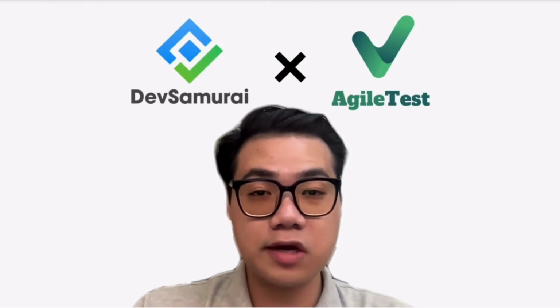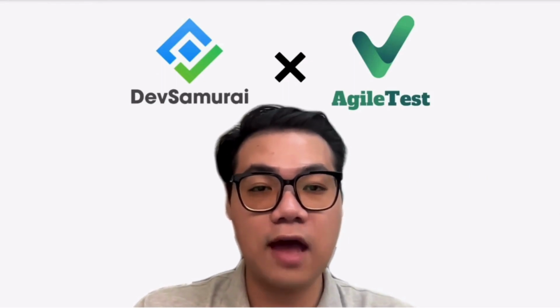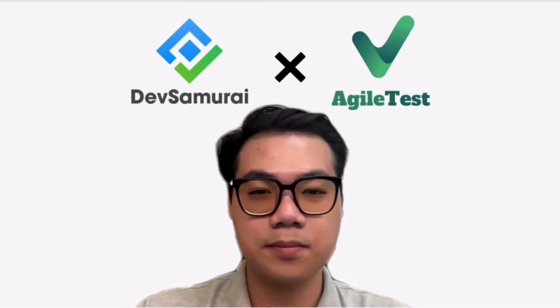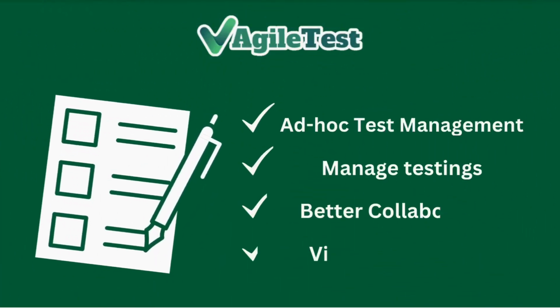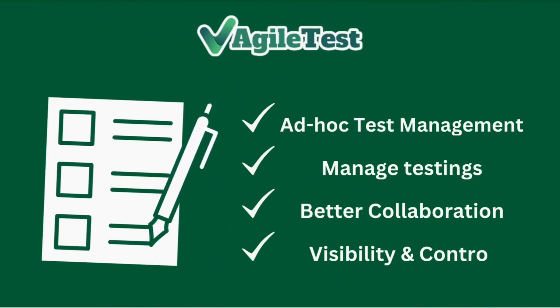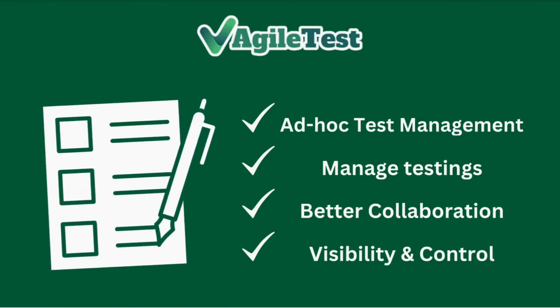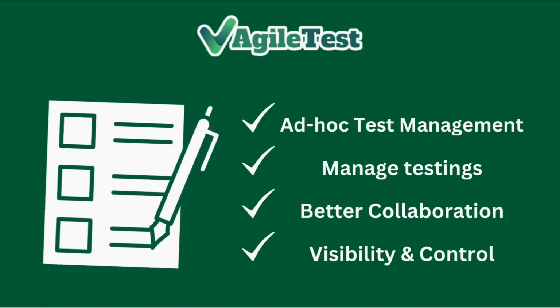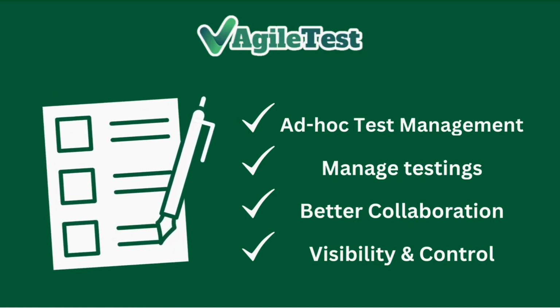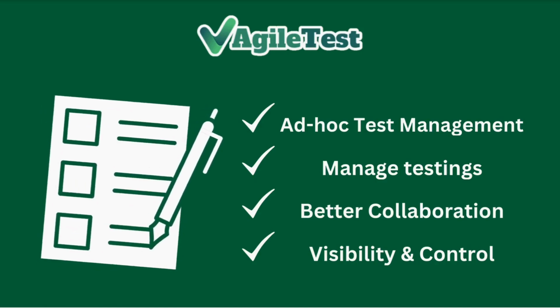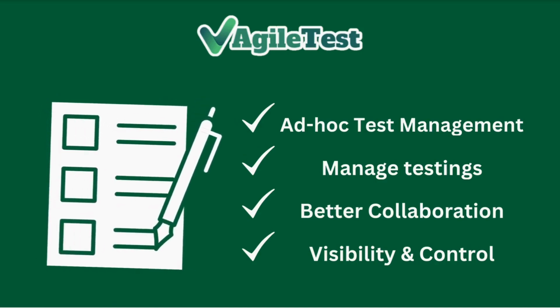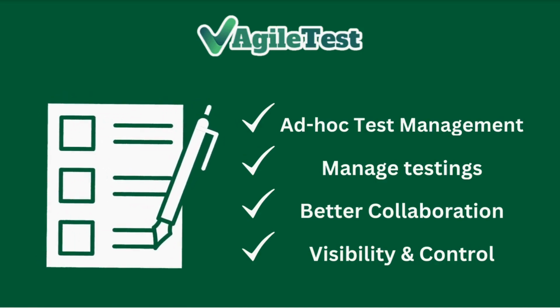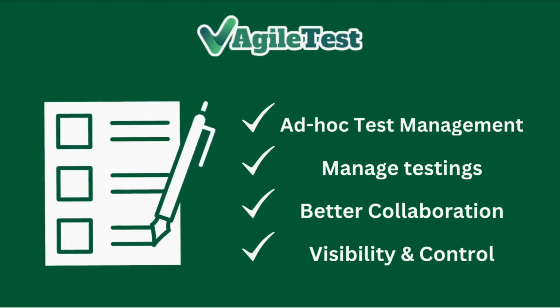Today we will go on a journey to learn and harness the power of Agile Tests for Jira. Agile Test is a powerful ad hoc test management for Jira. It provides a comprehensive platform for planning, organizing, executing, and tracking software testing activities within the Jira ecosystem. Agile Test allows Agile teams to efficiently manage their testing efforts, ensuring better collaboration, visibility, and control over the testing process.